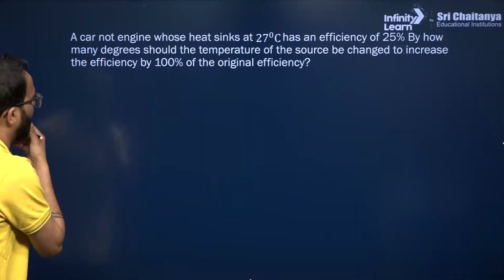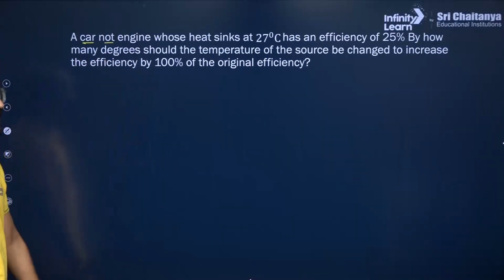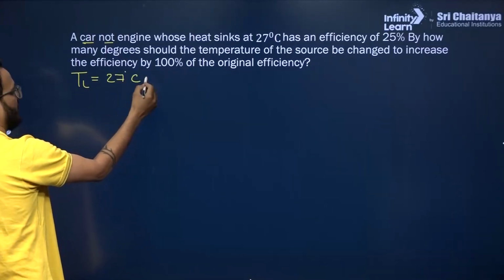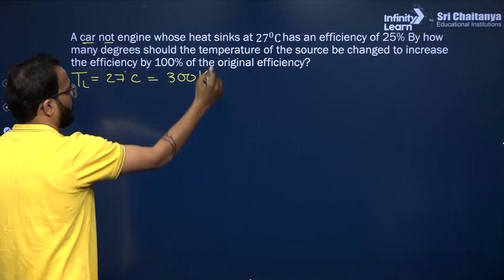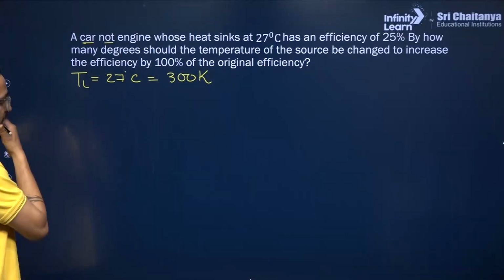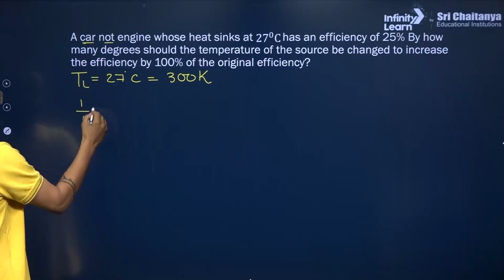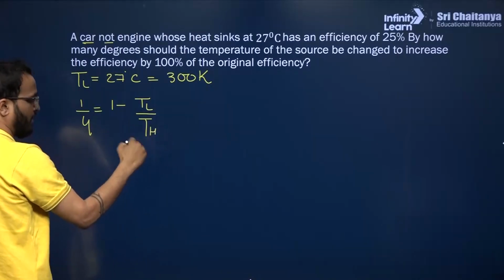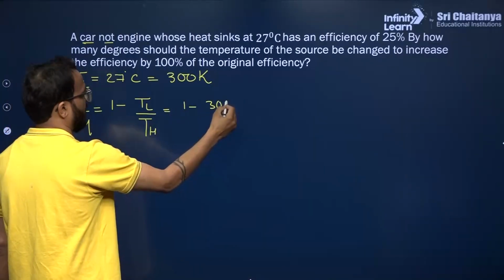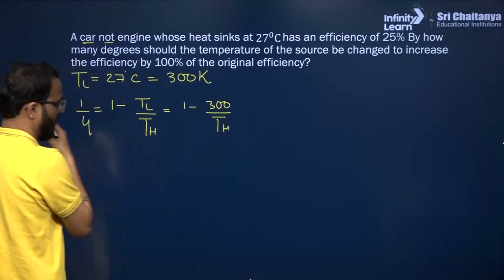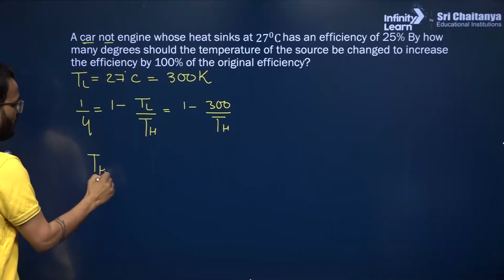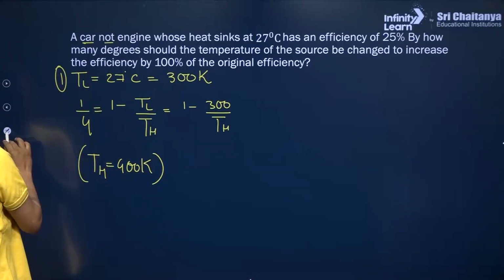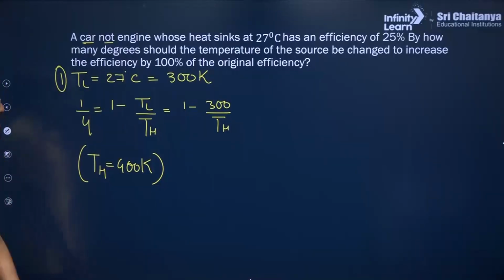Now a Carnot engine whose sink is, that means they have given TL is 27 degrees centigrade, or it is 300 Kelvin, has an efficiency of 25%. So 1 by 4 is equal to 1 minus TL by TH, right. So it is 1 minus 300 by TH. So I guess TH comes out to be 400 Kelvin, initially. So this is step number 1.